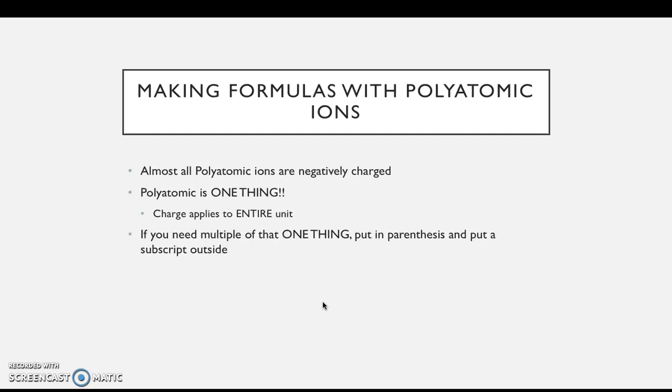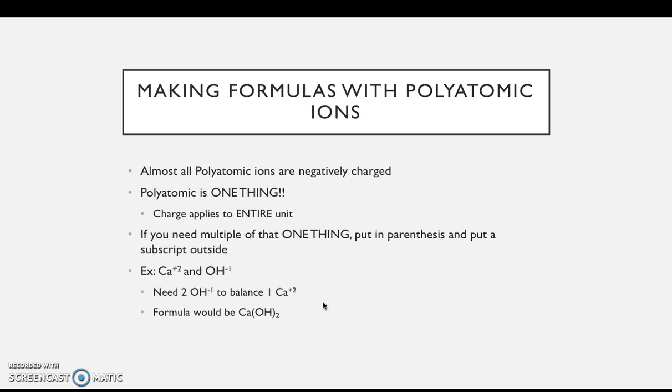So if we need multiples of that one thing, we have to put that in parentheses and then put the subscript on the outside of the parentheses. Remember that subscripts tell us how many of the thing they're attached to we have. If we have O2, it means we have 2 oxygens. But if we have PO4, it means that we have 4 oxygens, but only 1 P. So if we are trying to put subscripts on these, we have to first have it in parentheses to allow that subscript outside the parentheses to apply to all of the things within the parentheses.